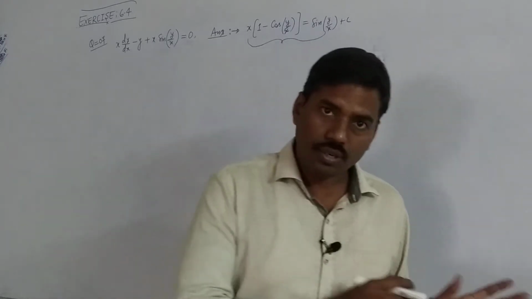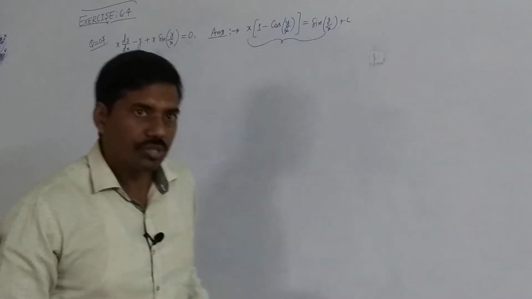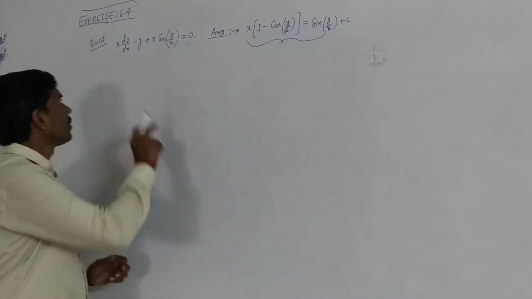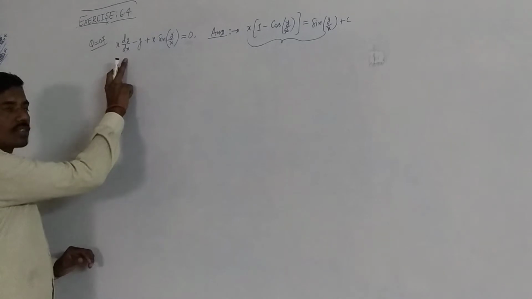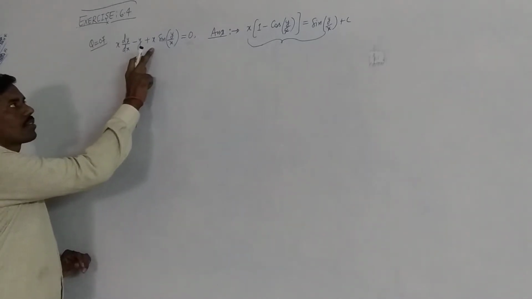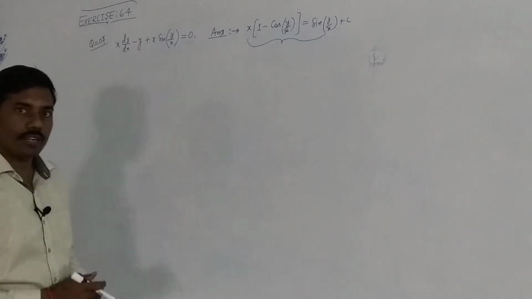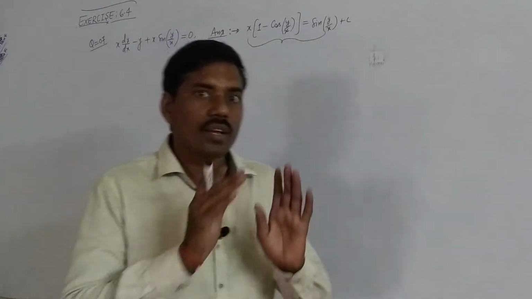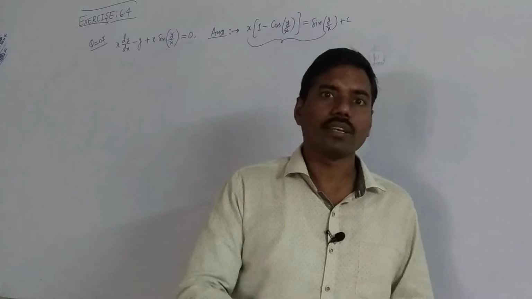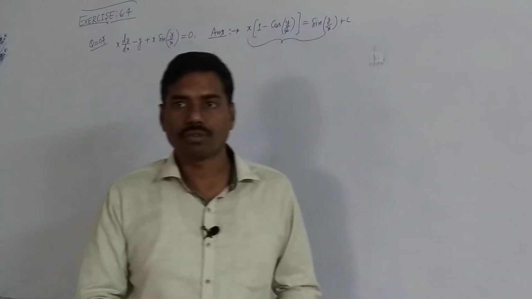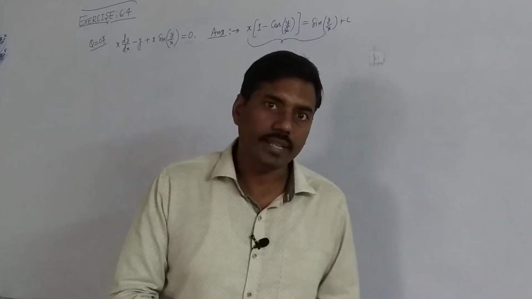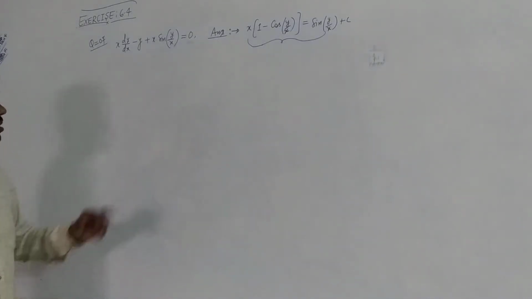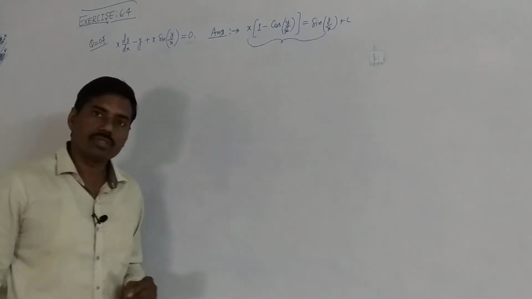Here the given differential equation, x into dy by dx minus y plus x into sine of y by x, is a homogeneous differential equation. Since the degrees of each and every term of the given differential equation are equal, we can say that the given differential equation is a homogeneous differential equation.